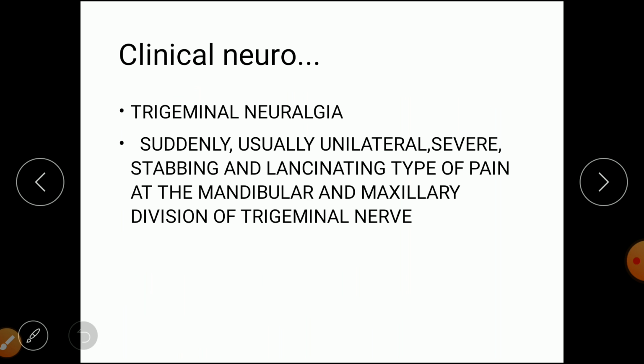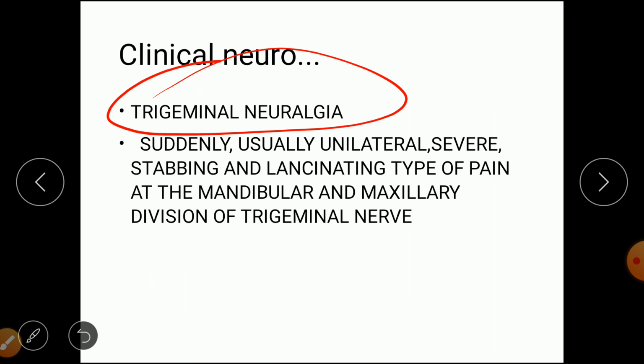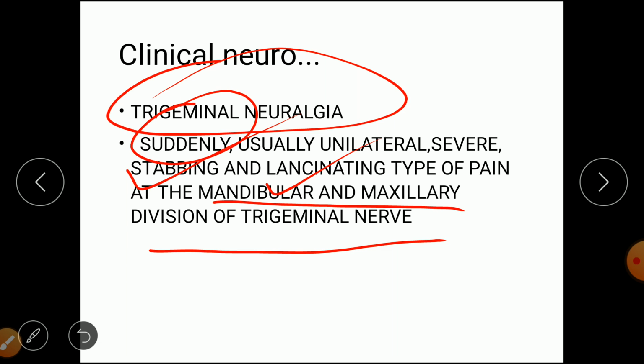Now the clinical importance of the trigeminal nerve. Any damage or injury to the trigeminal nerve causes trigeminal neuralgia. What is trigeminal neuralgia? Neuralgia is a sudden, usually unilateral, severe, stabbing and lancinating type of pain in the mandibular and maxillary divisions of the trigeminal nerve. The pain occurs suddenly, is unilateral and severe, in the region of the mandibular and maxillary divisions. That is known as trigeminal neuralgia.